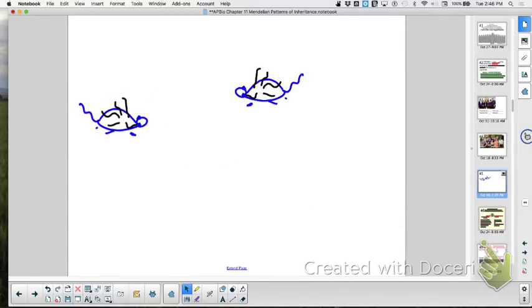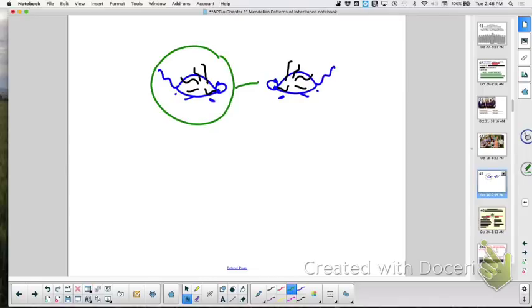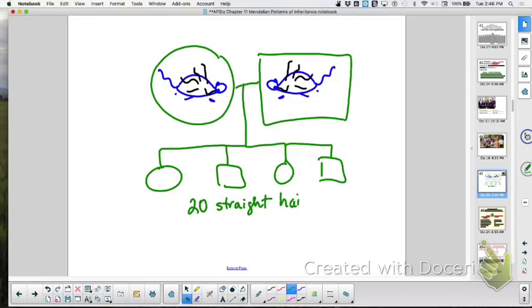Okay. Here are two wavy rats. And these wavy rats got married. Okay? They had many different offspring. When I counted up all their rat babies, 20 had straight hair. They were prolific. 30 had curly hair. And 65 had wavy hair. That's quite a bit.